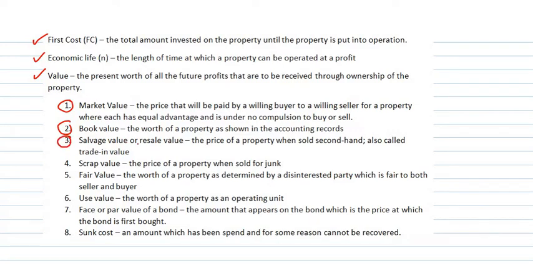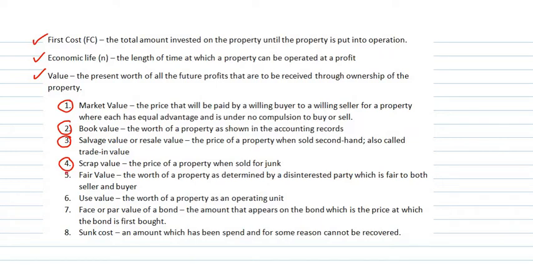And then we also have a salvage value or resale value, the price of a property when sold secondhand, also called trade-in value. So we call it a salvage value. At least you can recover the amount of the machineries or machines that you bought. And then we also have what we call the scrap value. This is the price of a property when sold for junk.